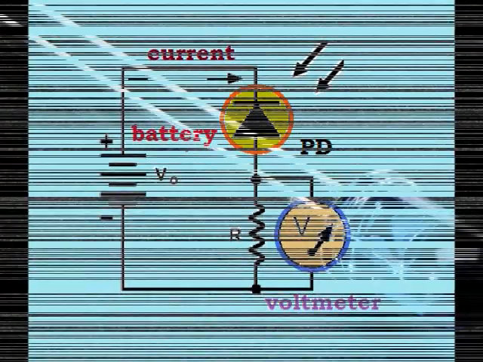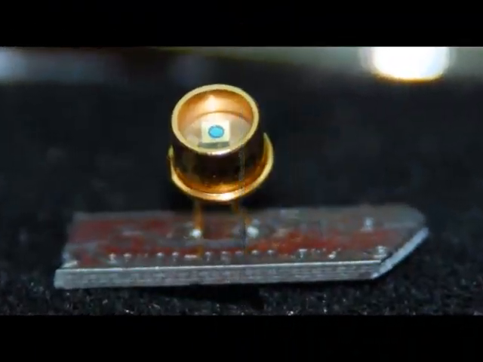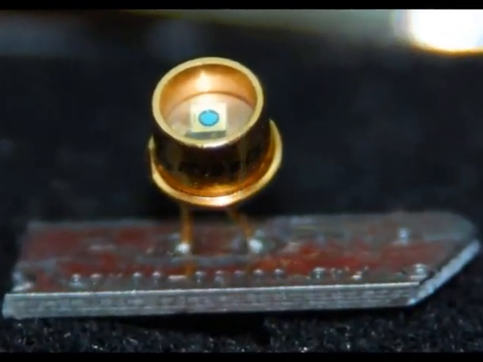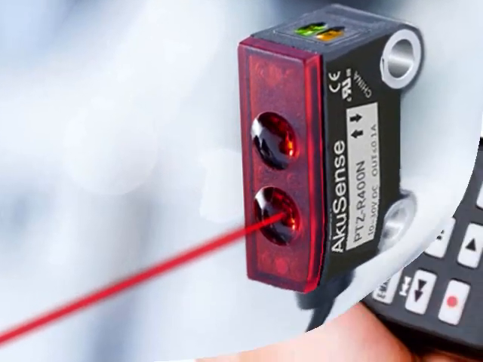Photodiodes are usually used in reverse biased conditions so that the very small current induced by the light radiation can be easily measured. Photodiode applications include light detection sensors, optical communications, and solar cells.